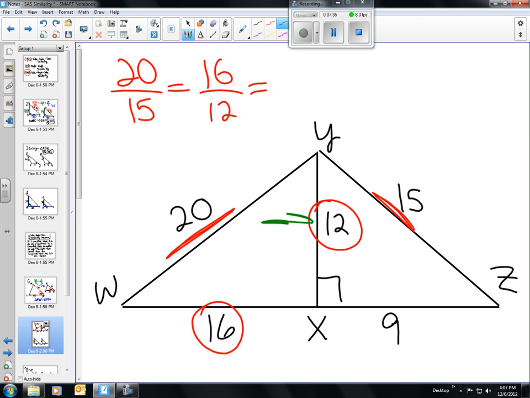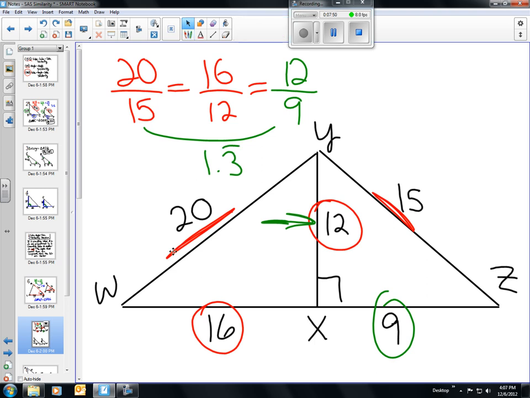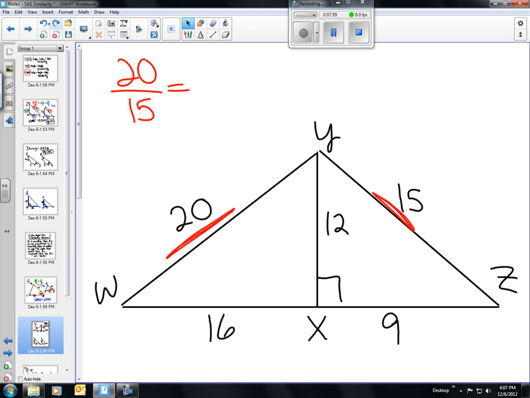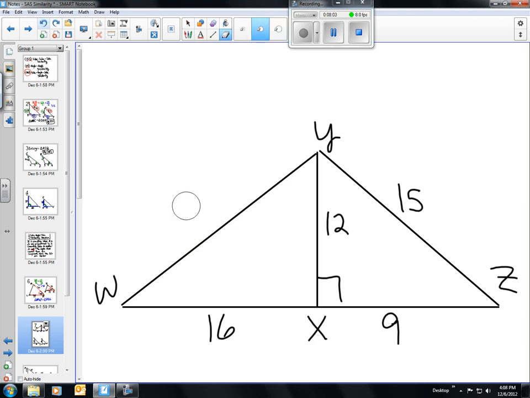So the small side of this triangle is 12, and then the small side of that triangle, so 12 over 9. And you would find that all of those ratios are equivalent, and they all come out to be 1.3 repeating. So then you could say by side-side-side that these two triangles are similar. Now, that's if we know all three sides. Let's go ahead and delete some of the information to start the problem here. And let's imagine that we didn't know that the 20 was there and the 15 was there.